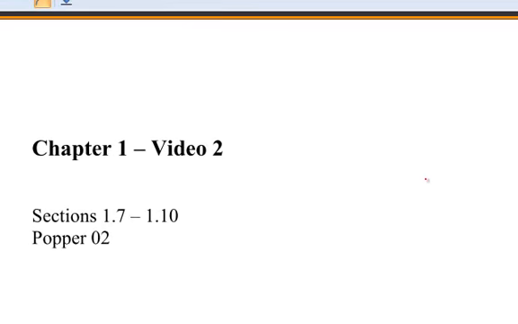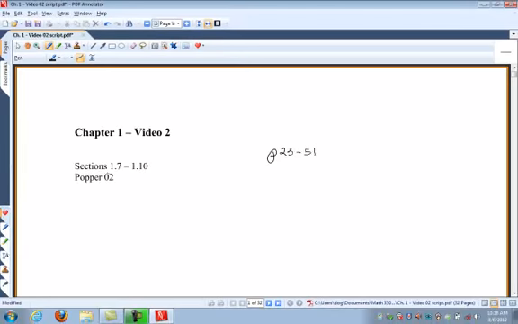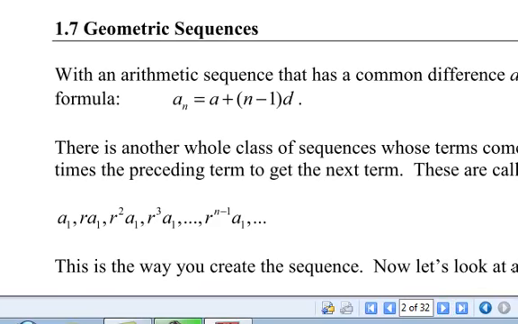This is pages 23 through 51 in the text. We will look at having Poll Everywhere O2 during this recording. So first we're going to look at section 1.7.